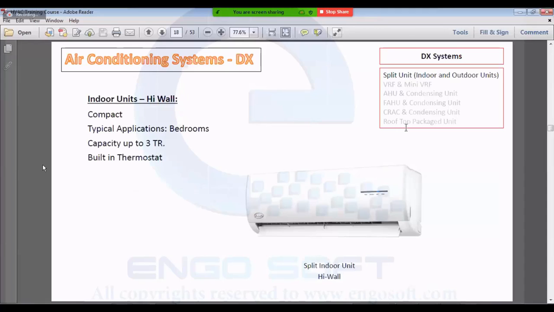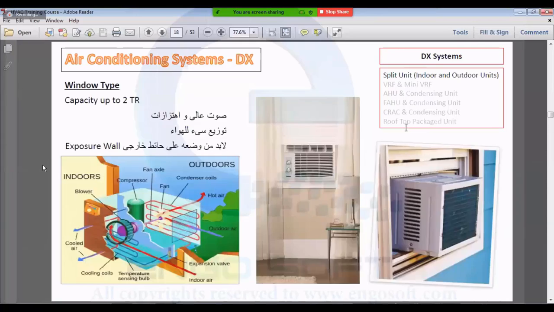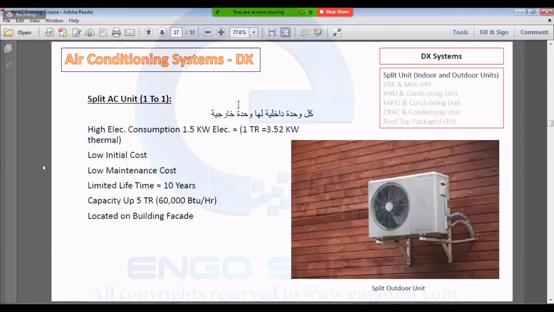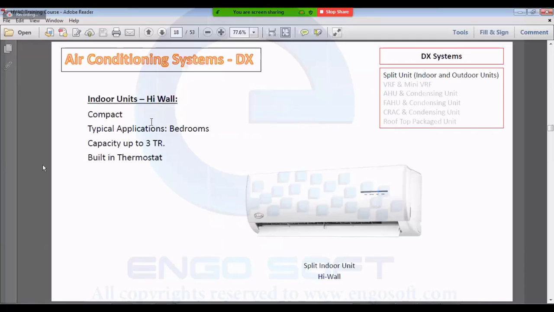Yeah. So for the indoor unit, the high wall one is compact. It is small in size compared to the ceiling unit, the cassette unit and the freestanding unit. This is the smallest one in size. Typical applications: they are used in bedrooms. In your bedroom, you will find one like this, right?